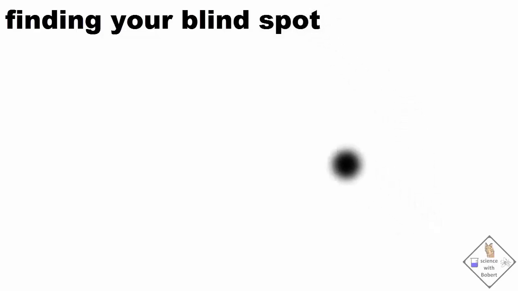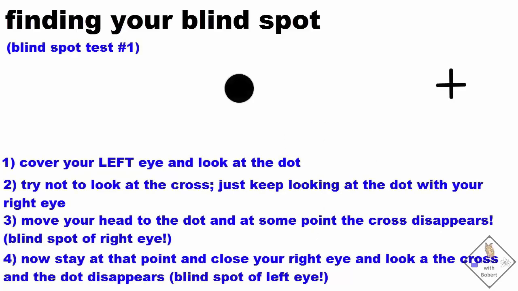Here's what you can do to find your blind spot. First, cover your left eye and look at the dot. Try not to look at the cross. Just keep looking at the dot with your right eye. Move your head to the dot, and at some point, the cross disappears. Now stay at that point and close your right eye and look at the cross, and the dot disappears.